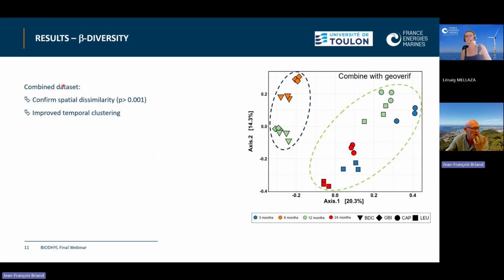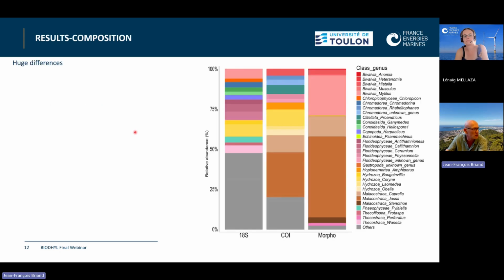And when we use the combined data set, we have this pattern, and you can see that we keep the clear separation between the Atlantic Ocean and the Mediterranean part, but we also seem to have a clearer separation between the duration of immersion. So we keep the spatial dissimilarity and perhaps improve the temporal clustering.